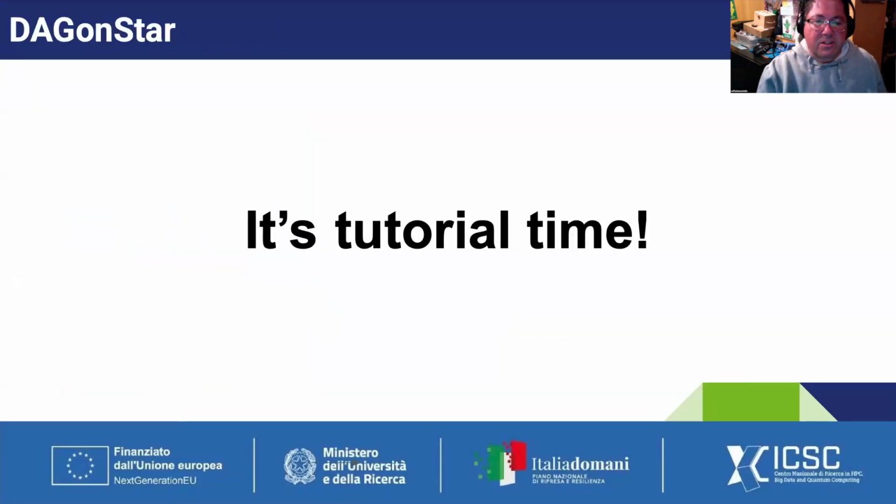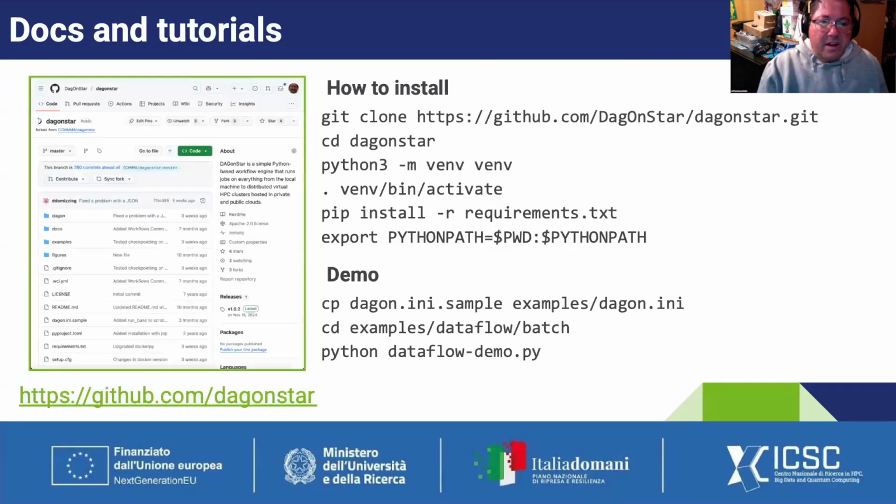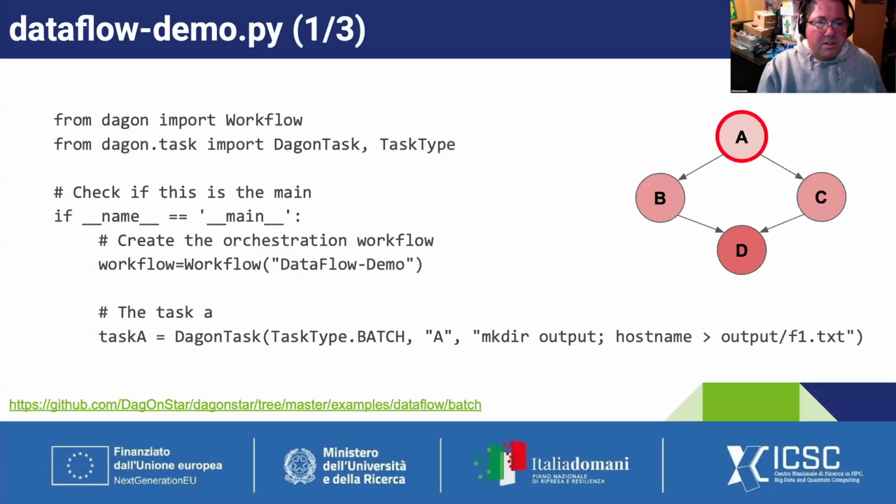Now it's just tutorial time. I share this slide, so if you want to repeat, you can repeat. It works. To install Dagon is super easy. You go to GitHub and follow the directions, and you can directly run the demo. This is the actual example of the data flow demo with the diamond workflow.